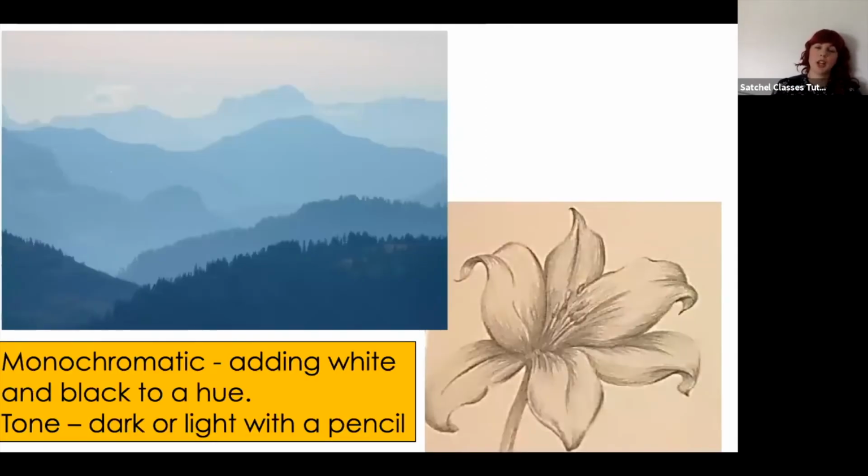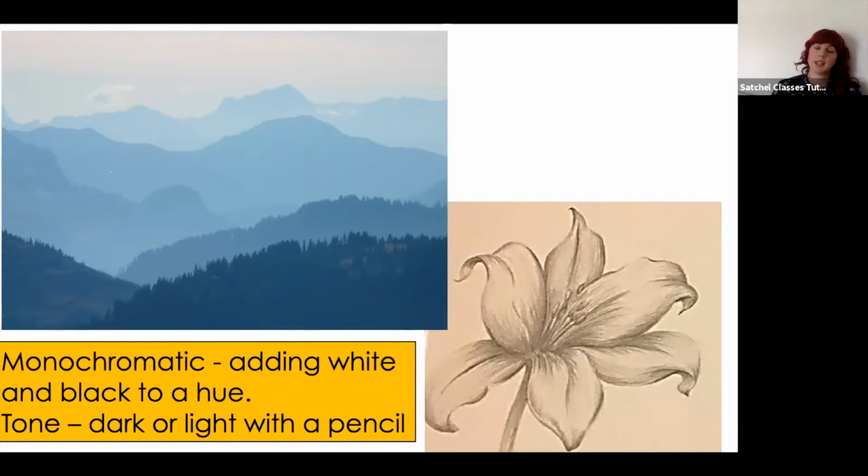Next, we're going to have a little look at monochromatic and tone. So tone first. You may have heard your teachers in school asking you to add a wide variety of tones to your work. When we look at tone, we're often talking about how dark or light you can become with a pencil. So often we talk about the tonal value scale, going from the darkest tone you can create to the lightest tone you can use. Often the lightest could be even the white of the paper.